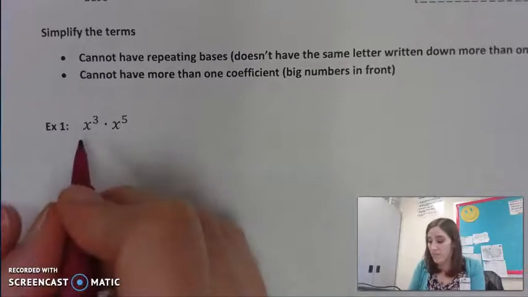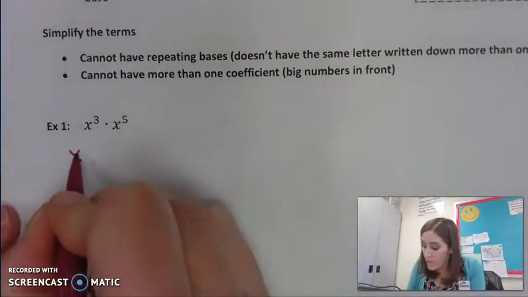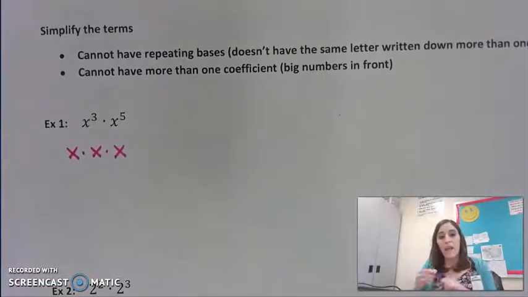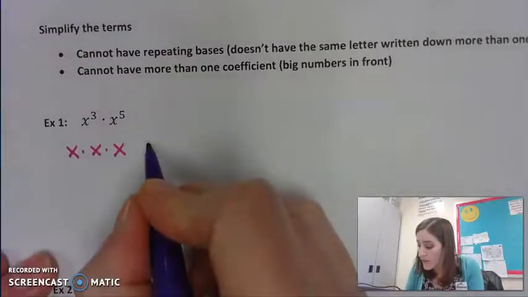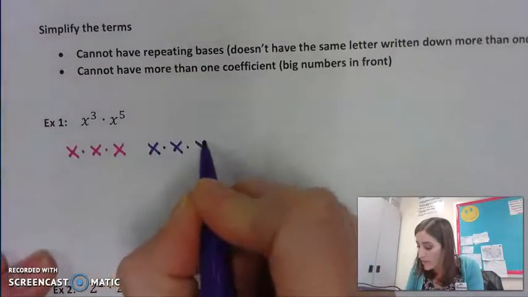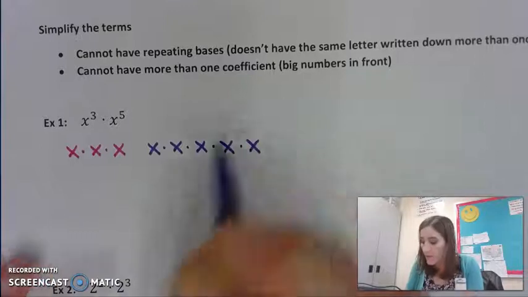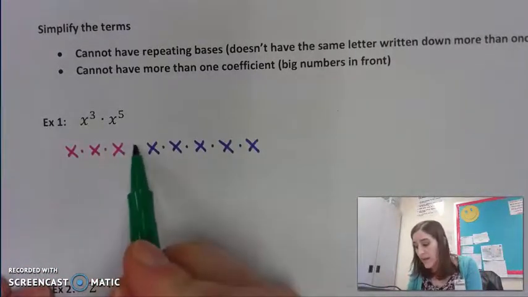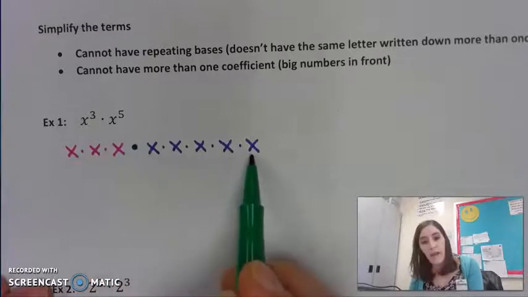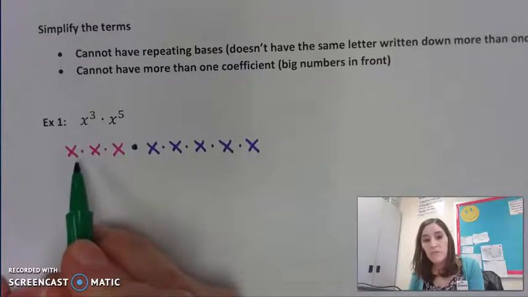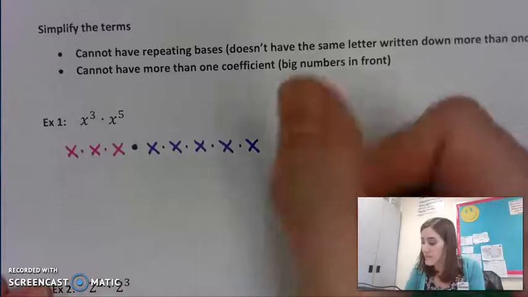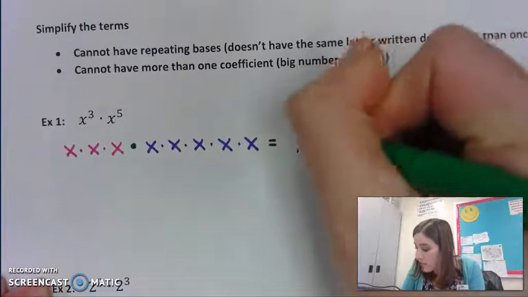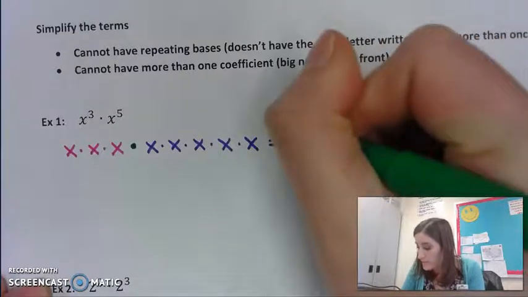What's happening here? I've got x to the 3rd power, which means that I've got 3 x's all being multiplied together. And x to the 5th power means that I've got 5 x's all being multiplied together. So if I'm doing x to the 3rd power times x to the 5th power, well really what I'm doing is multiplying together 8 x's. So the simplified answer for this one is x to the 8th power.